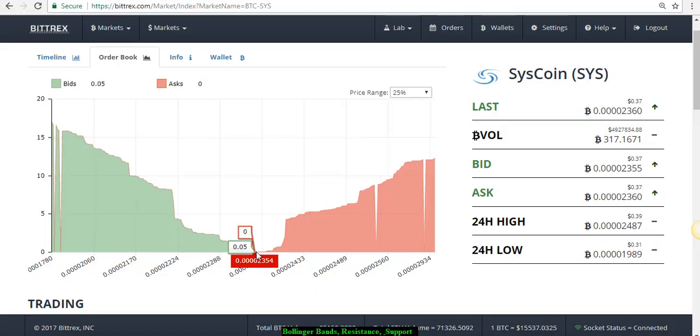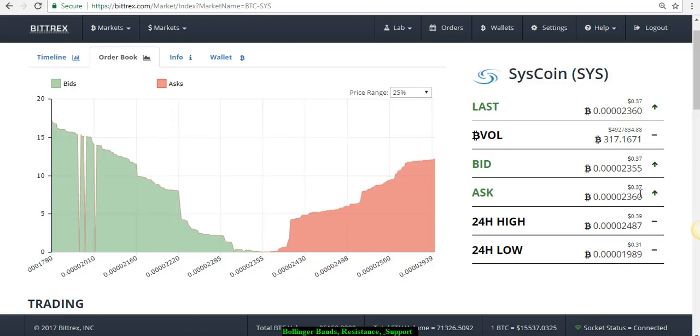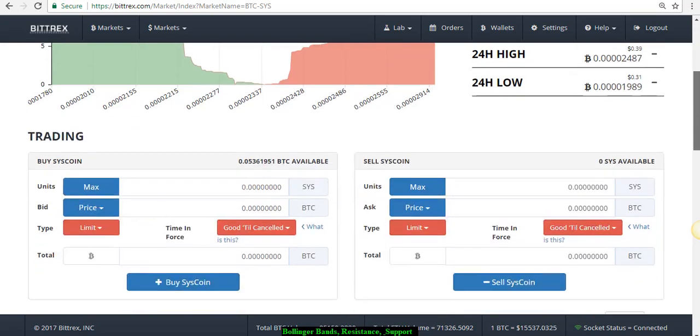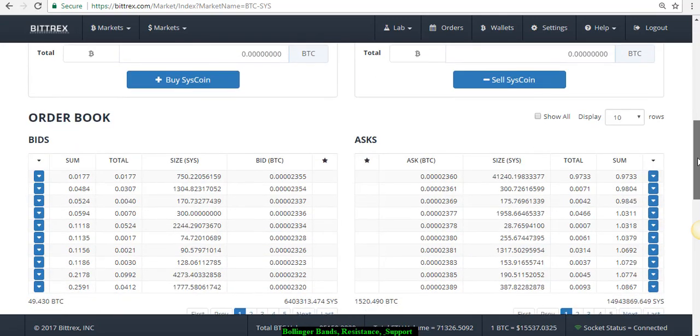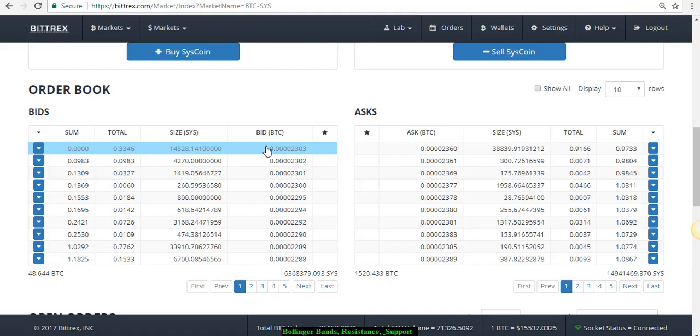So if you see it's 2354, 2360, well, clearly look at this, 2355, 2360. We can see it's right there. And what does this stuff actually mean? Well, if we scroll down, let's look at our order book, and we'll look at our bids and our asks.